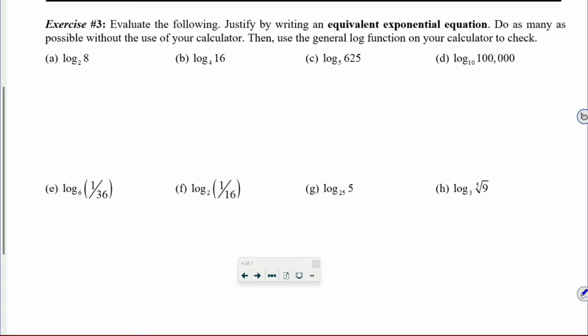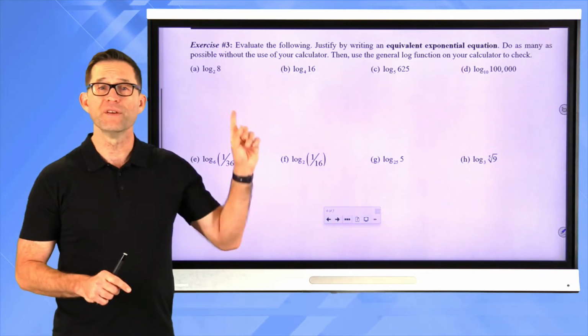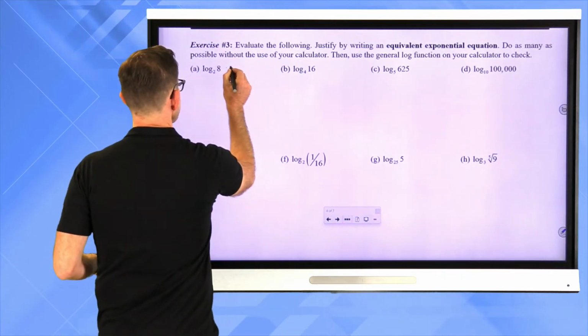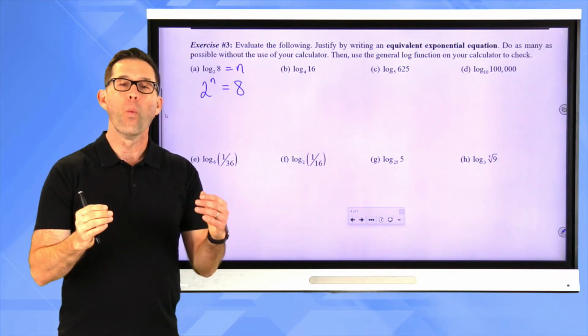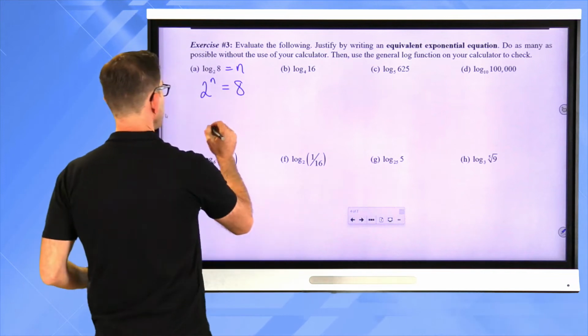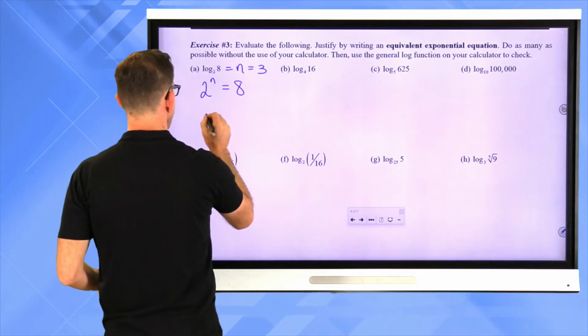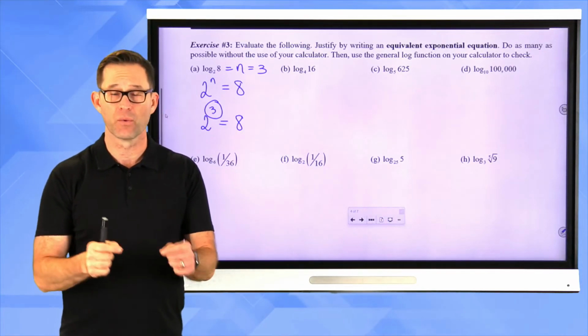Letter A is log base 2 of 8. Now again, this one should be pretty easy given the problem we just did. But remember what this thing is doing, right? Let me just say this is equal to n for a moment. What this is answering is the following question: 2 to the n equals 8, right? What power do I need to raise 2 to in order to get 8? And that happens to be 3. 2 to the third equals 8, right? So the log base 2 of 8 is equal to 3.